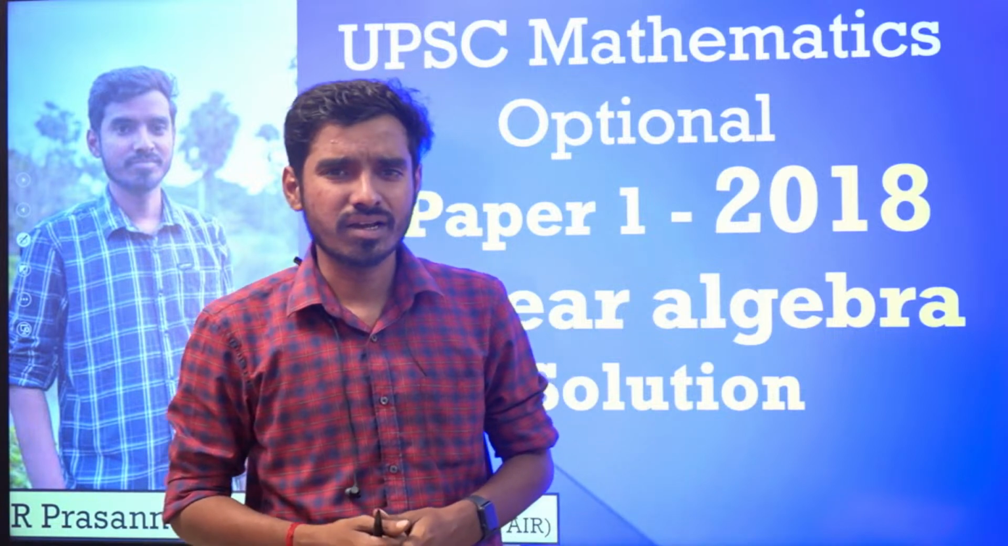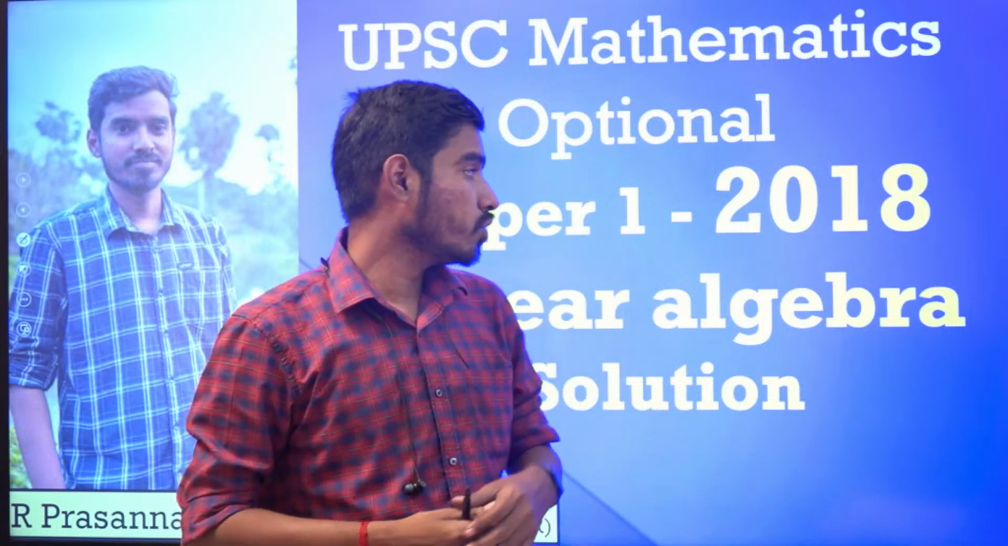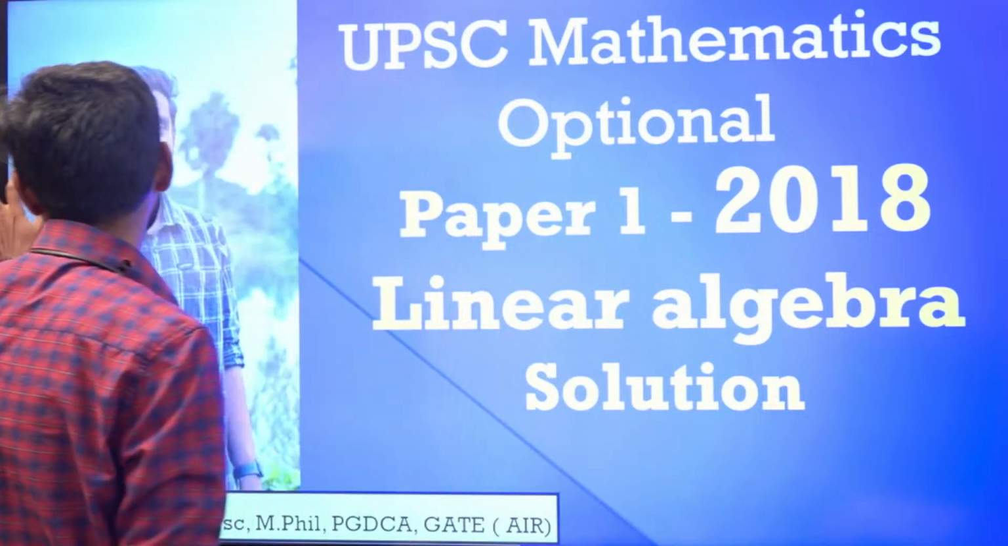Surprisingly, this paper has only 4 questions from linear algebra for 45 marks. Usually you will get 60 to 70 marks, that is 6 to 7 questions, but this paper has only 4 questions for 45 marks. I'll finish these 4 questions very soon and then we will move on to the 2017 paper. So we'll start our first question.